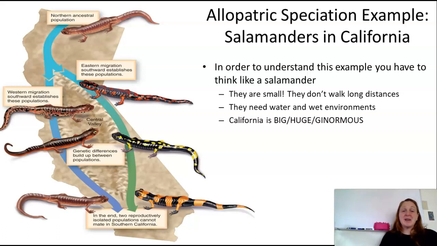So this example of the salamander, I think, is really nice for helping us understand allopatric speciation, because moving north to south or south to north, California is really, really big. And then we've got some significant geographic barriers there. We've got some large mountains, and salamanders are very, very tiny.